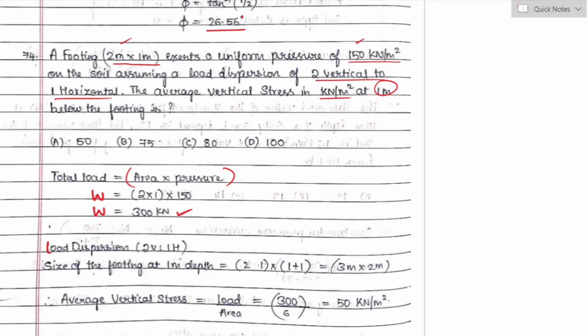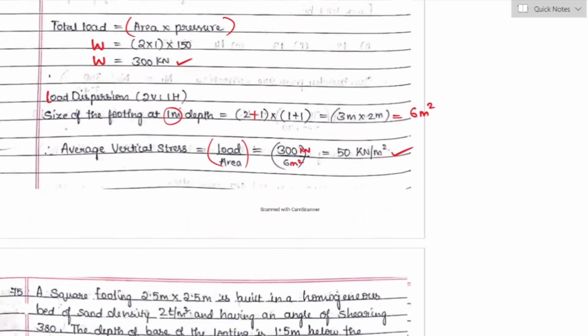Load is dispersed in 2 vertical is to 1 horizontal and the size of the footing at 1 meter depth will be 2 plus 1 into 1 plus 1, which is equal to 3 meter by 2 meter. So the size of the footing at 1 meter depth will be 6 meter square. So the average vertical stress will be load by area. Load is total load on the footing, that is 300 kN, divided by total area at 1 meter depth, 6 meter square. So 300 kN divided by 6 meter square, which is equal to 50 kN per meter square. So option A is the right answer.